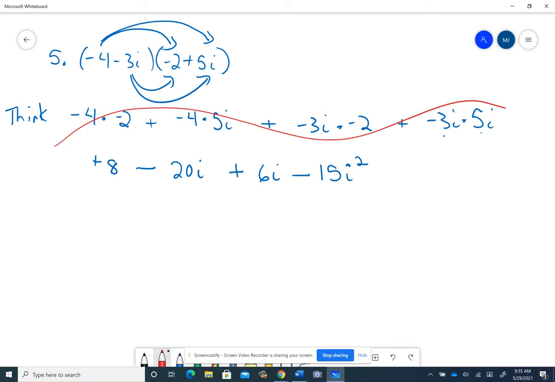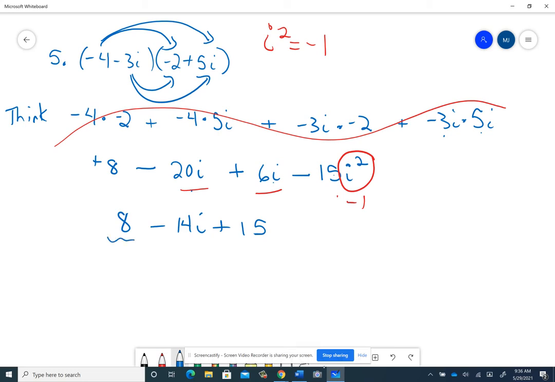All right, then at that point, we've got like terms here that we can combine, and then we have that issue. Remember, on multiplying, this comes up a lot. You need to remember when you see an i squared that it equals -1. So replace the i squared with -1. So you wind up having 8, -20i, and positive 6i would be -14i. -15 times -1 would be plus 15. And then these are like terms, the 8 and the 15. So your final answer would be 23 minus 14i on that one.